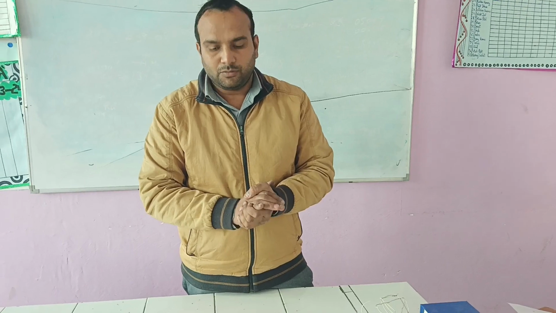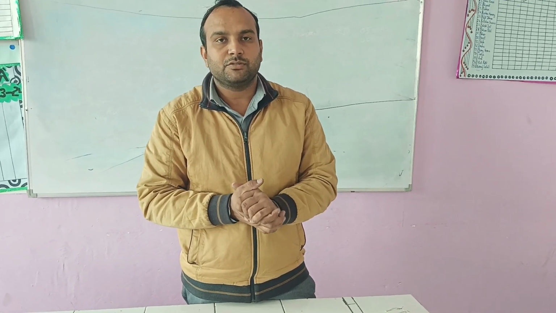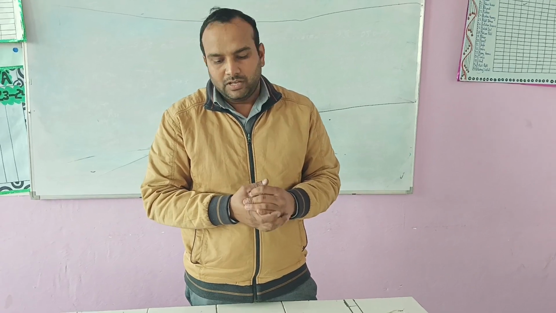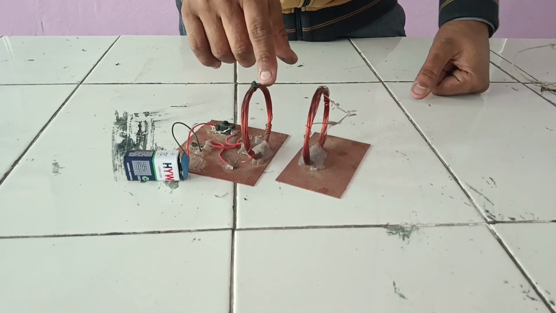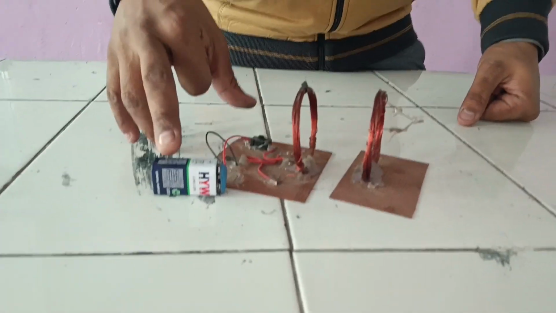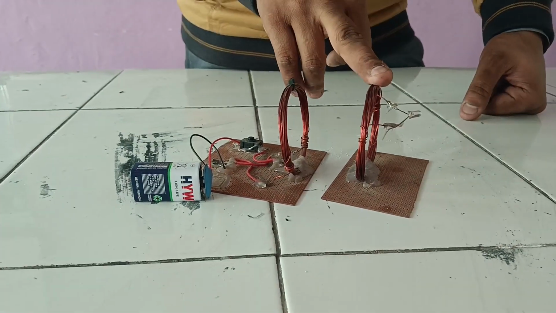So this is a very interesting activity. Now we will have an interesting activity based on the topic mutual induction. As you know, in mutual induction we will have two coils. This is the primary coil from where the cell is connected, and this is the secondary coil where the bulb is connected.